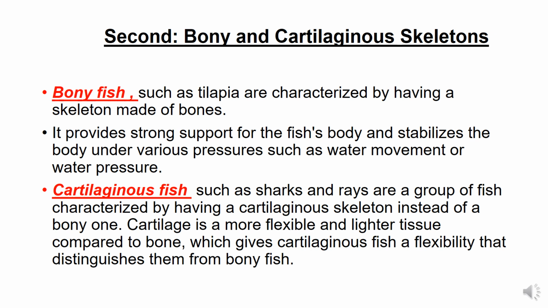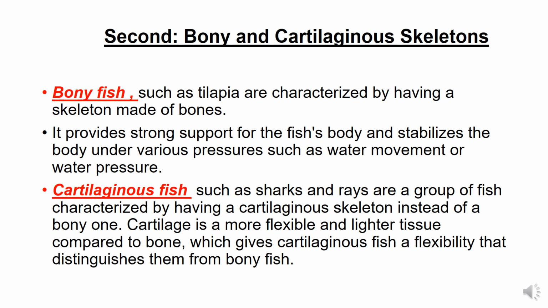So now we discuss the effect of pressure on the biological adaptation of marine organisms. First, we discuss the air bladder or the swim bladder, and we discuss the surface organisms living at the surface where the pressure is low, and the organisms at the intermediate depth, and the organisms at the great depth. Second, we discuss the bony and the cartilaginous skeleton, and we compare the bony fish and the cartilaginous fish.